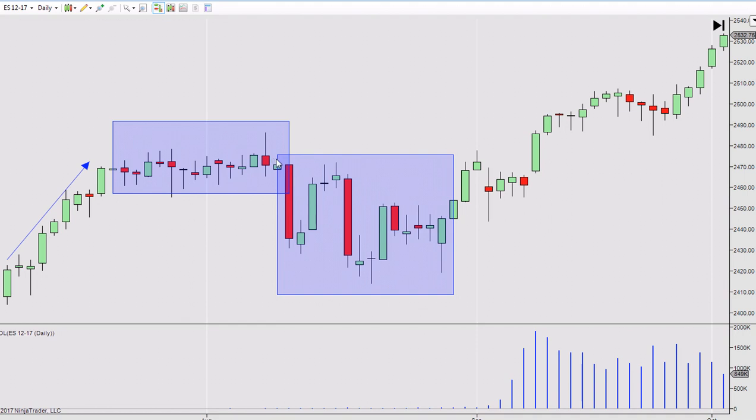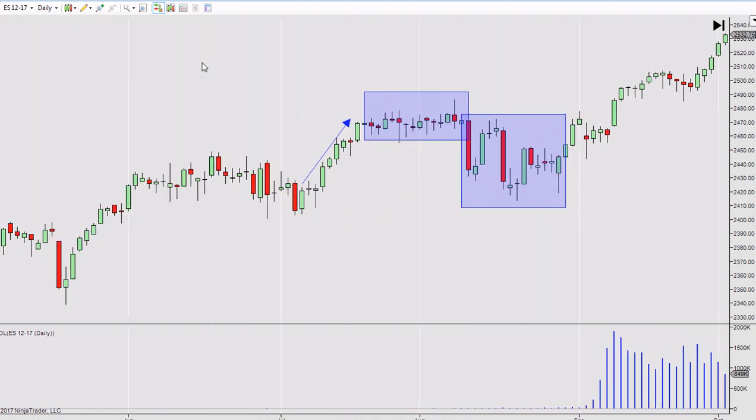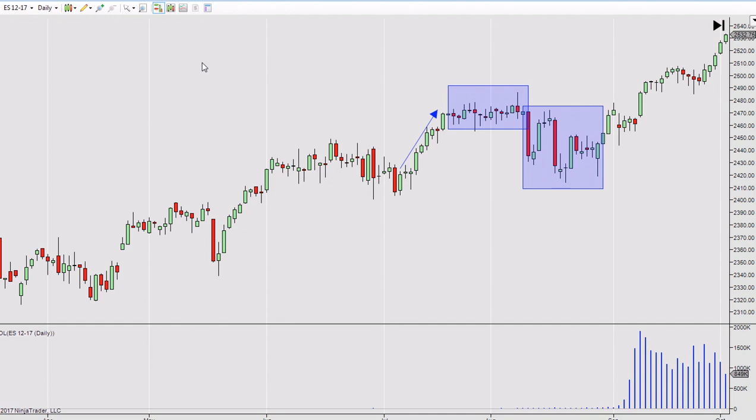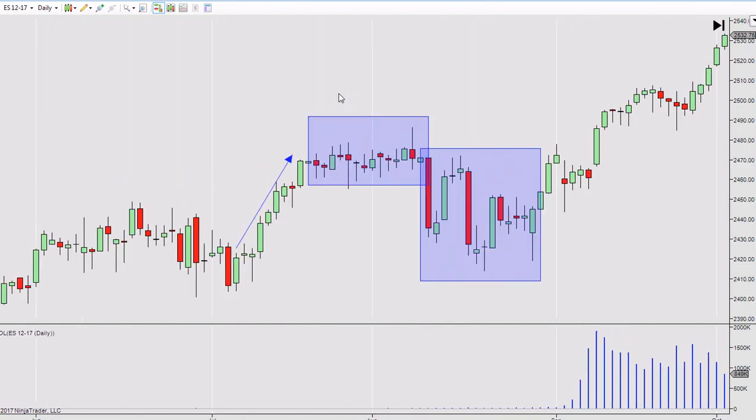What we have here is a two-legged pullback which has not done significant damage to the overall tape. If we zoom back out, we can still see that the uptrend is very much intact. So the thesis that we're going to go for another leg is intact.